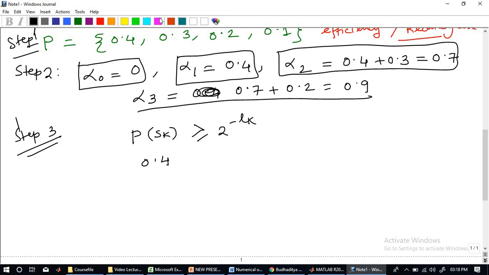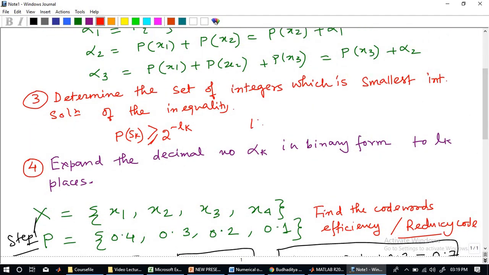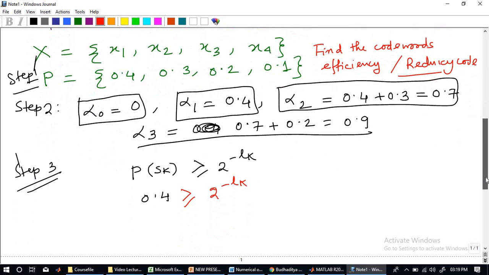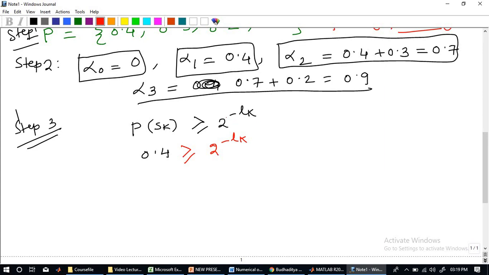Now, what will be the value of Lk such that this inequality holds? That is the condition. So what will be the value of L, the length of the code word, so that this condition holds? Can you tell me? K should always be 0, 1 to M minus 1, where M is the total number of symbols. So suppose I take Lk equal to 1, because that is the minimum length of code word I need.